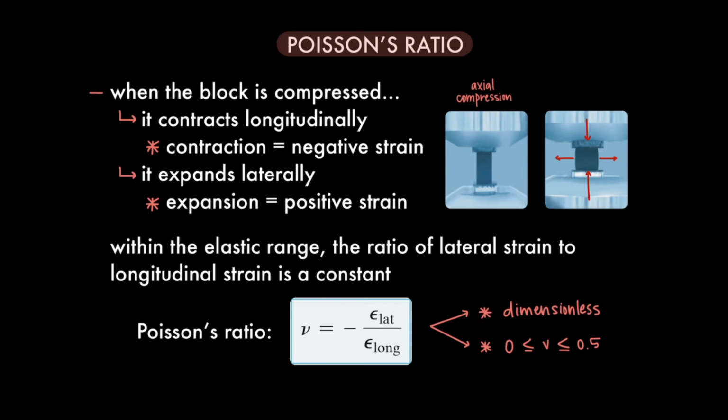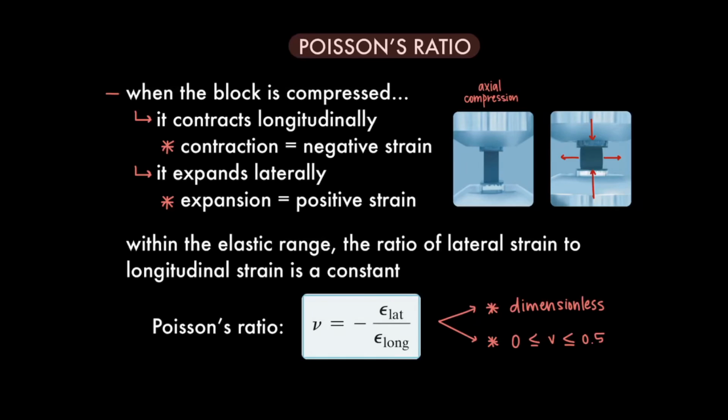Within the elastic region, the ratio of these lateral and longitudinal strains is actually a constant called Poisson's ratio. It's mathematically represented by the Greek letter nu, and is the negative of the lateral strain over the longitudinal strain. Note that there is a negative sign. The negative is included because longitudinal elongation, or positive strain, causes lateral contraction, or negative strain, and vice versa. Since it's a strain over a strain, Poisson's ratio is dimensionless, and in future chapters you'll find that its maximum possible value is 0.5.